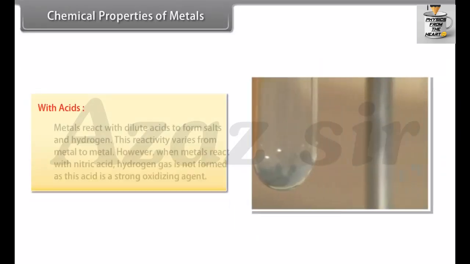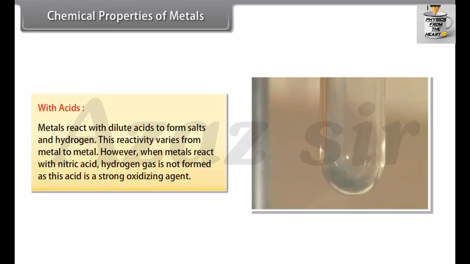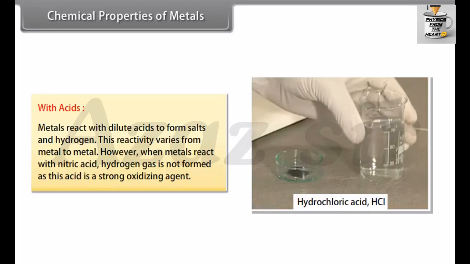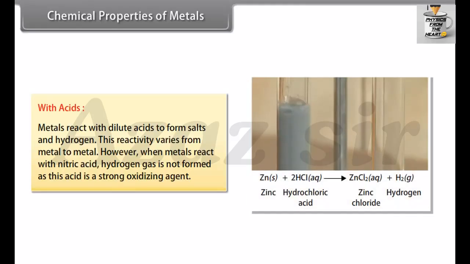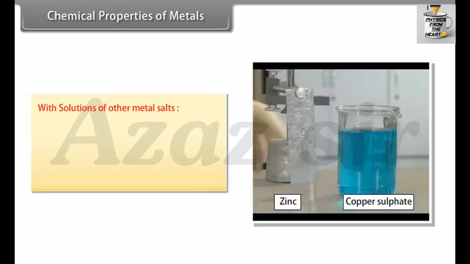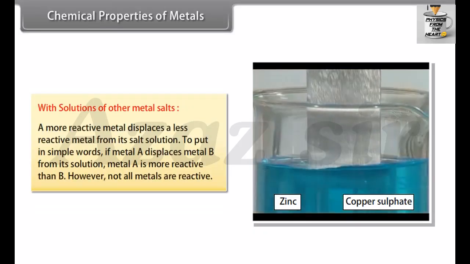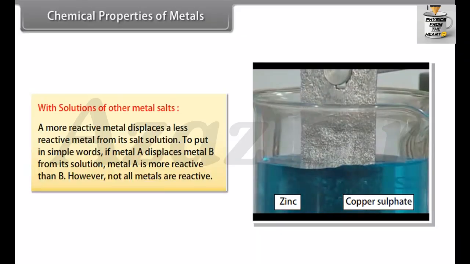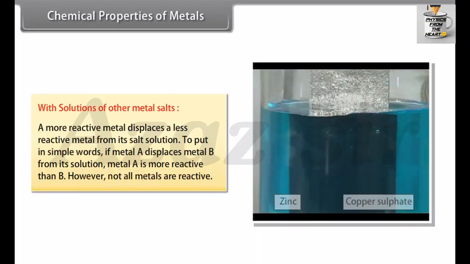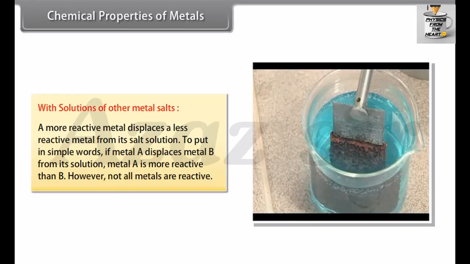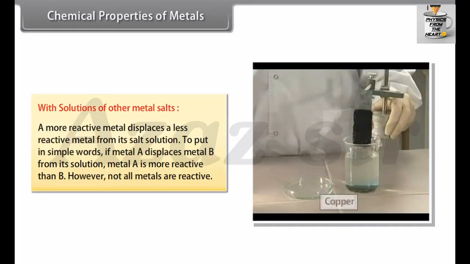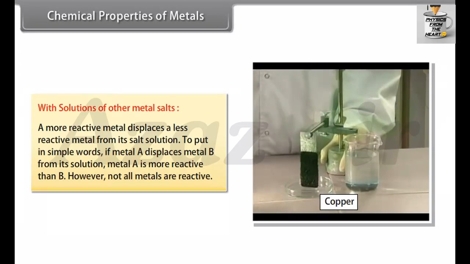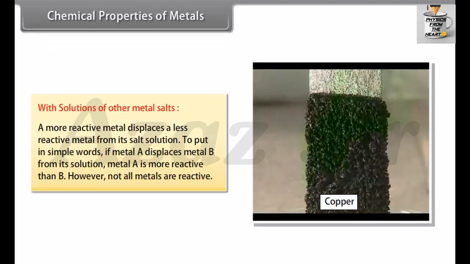With acids. Metals react with dilute acids to form salts and hydrogen. This reactivity varies from metal to metal. However, when metals react with nitric acid, hydrogen gas is not formed as this acid is a strong oxidizing agent. With solutions of other metal salts. A more reactive metal displaces a less reactive metal from its salt solution. To put in simple words, if metal A displaces metal B from its solution, metal A is more reactive than B. However, not all metals are reactive. In this reaction, the copper contained in the copper sulfate is replaced by zinc.